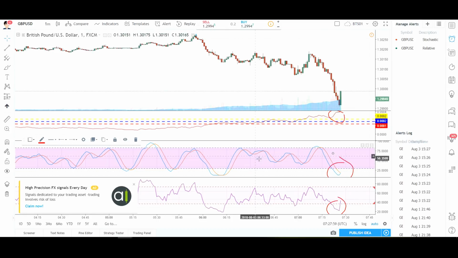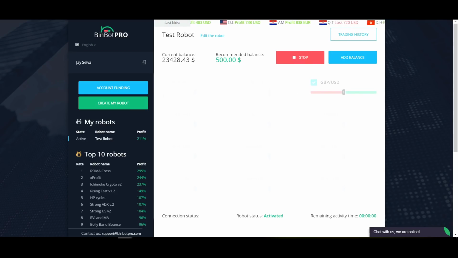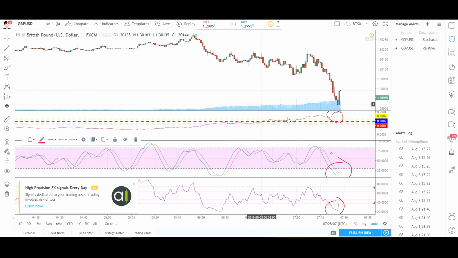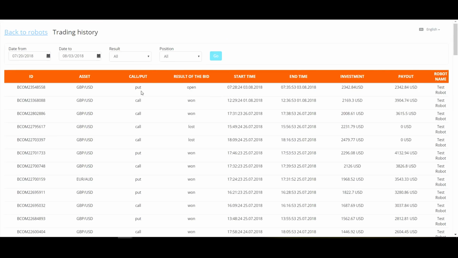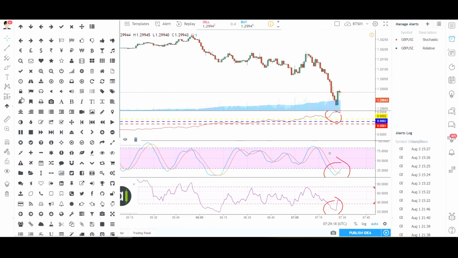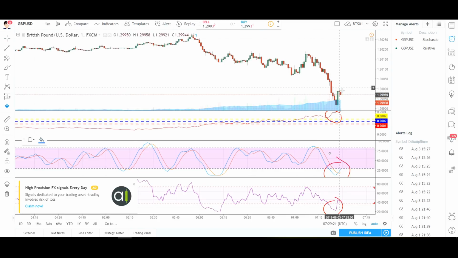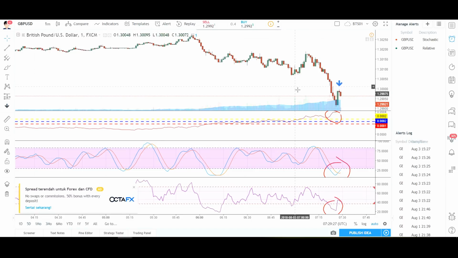Alright, it seems like the stochastic is about to cross. What we have to confirm is that the blue and the red line have indeed crossed. Yes, they have, so I turn on the robot at that precise moment. If we look at the trading history, I've executed a put trade and it's already open. The trade has opened at that specific candle, and right now it's looking pretty good.